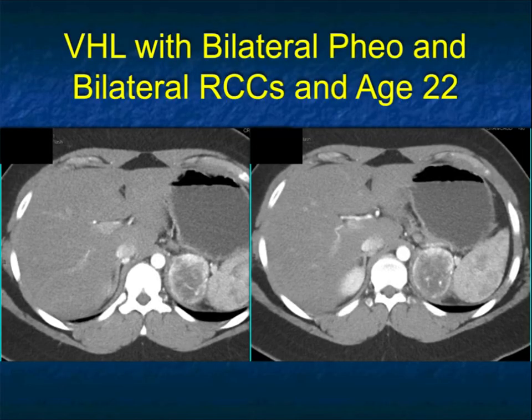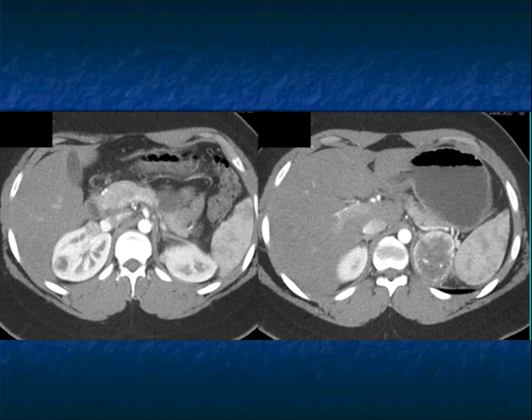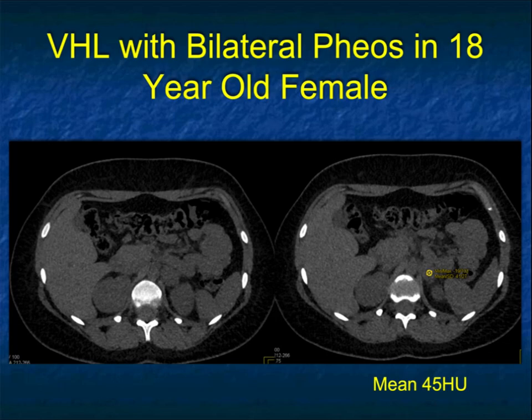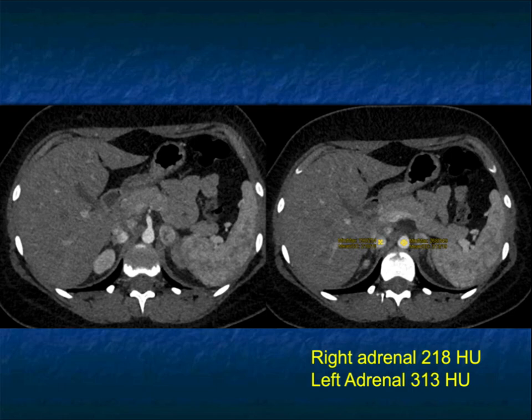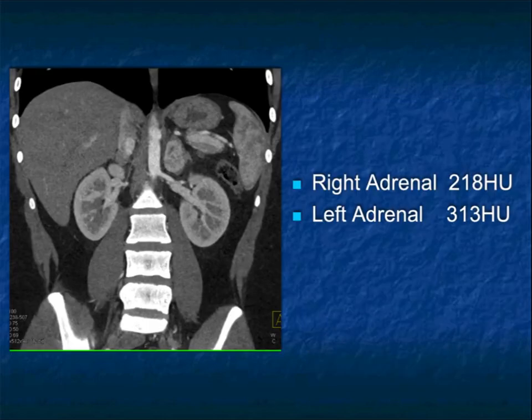Here's a patient with von Hippel-Lindau with bilateral pheochromocytomas and bilateral renal cell carcinomas, but the patient's only age 22. So things like von Hippel-Lindau are the entities that give you renal cell cancer at an early age. Also, again, pheochromocytomas. Here's another patient with von Hippel-Lindau who's 18. Has a lesion. You can see the left adrenal, I measured at 45, but there's also a right adrenal lesion, which you see very nicely on the coronal views. Both of them are vascular, and you could see the right adrenal enhances to 218, the left to 313.